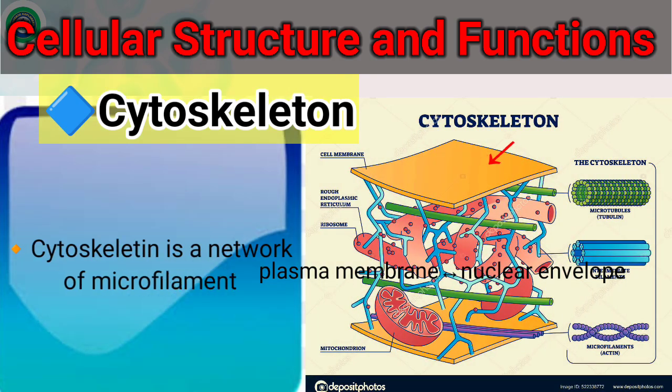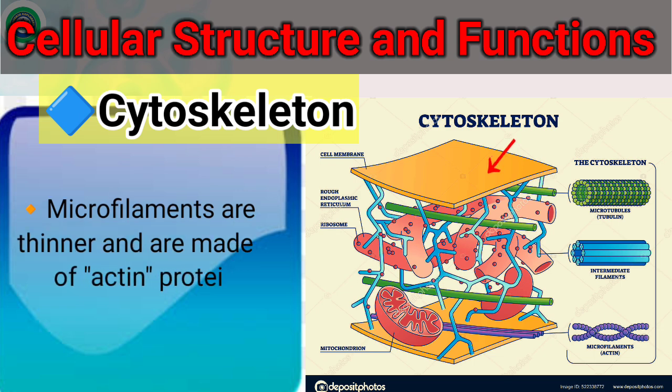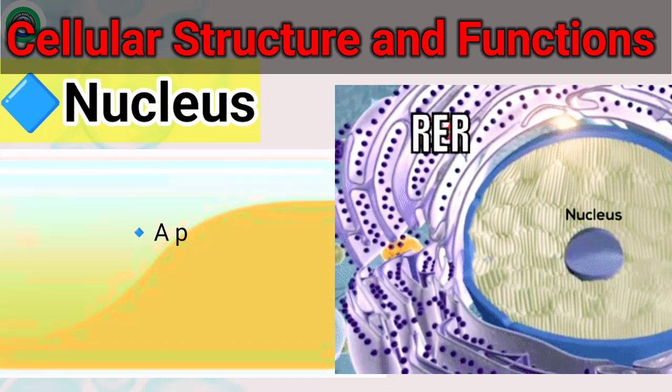Cytoskeleton. The cytoskeleton is a network of microfilaments and microtubules. Microtubules are made of tubulin protein and are used by a cell to hold its shape. Microfilaments are thinner and are made of actin protein. They help cells to change their shapes.